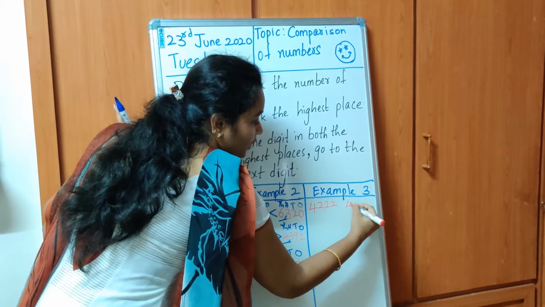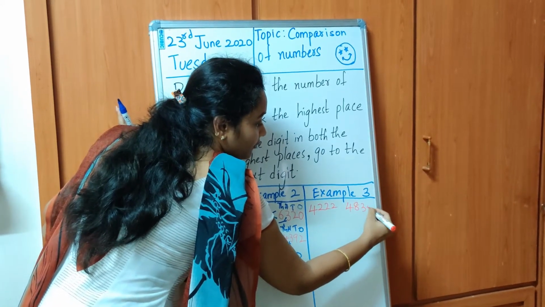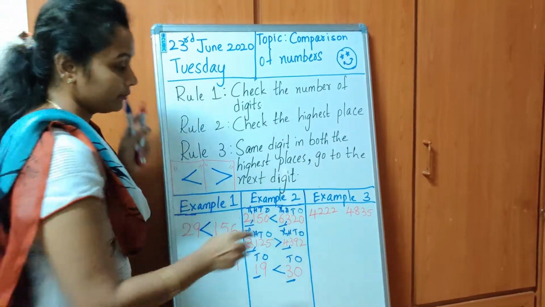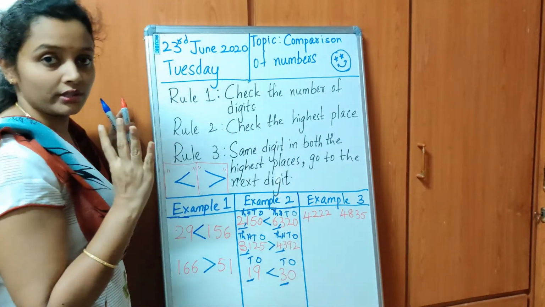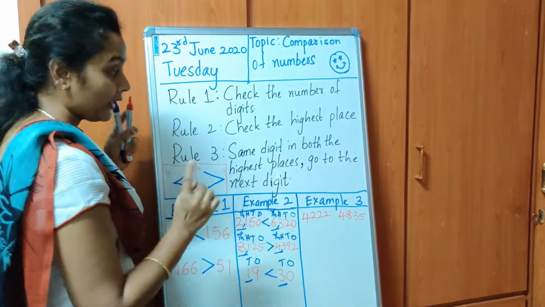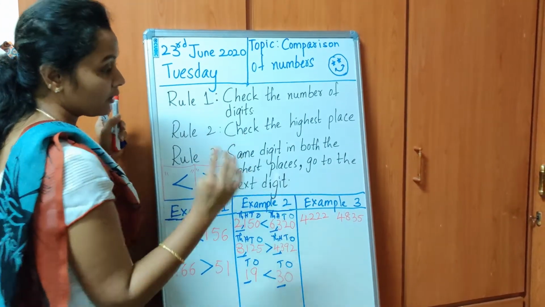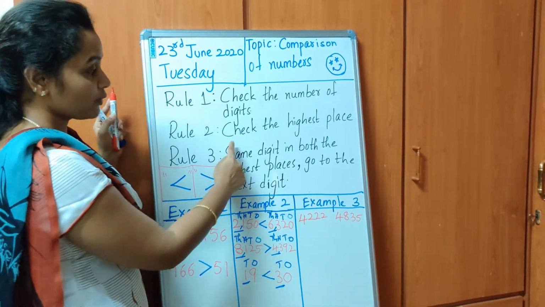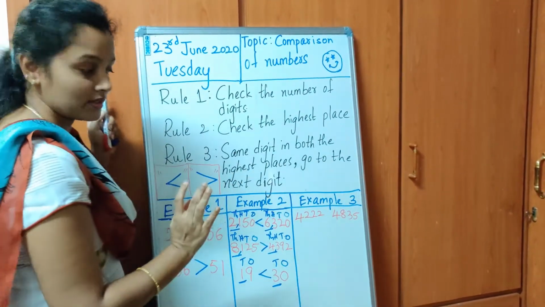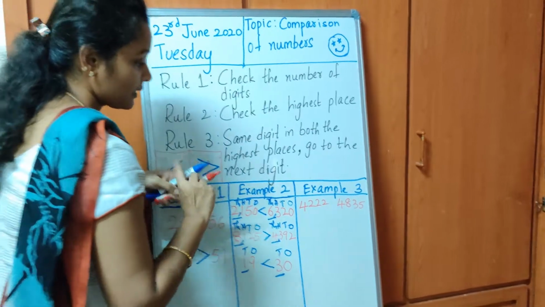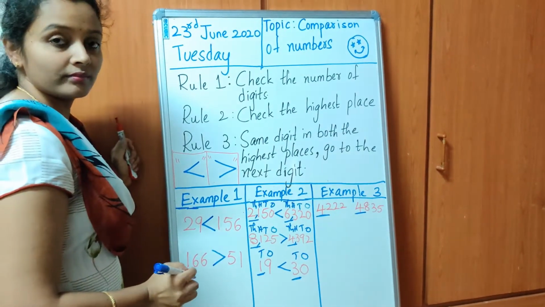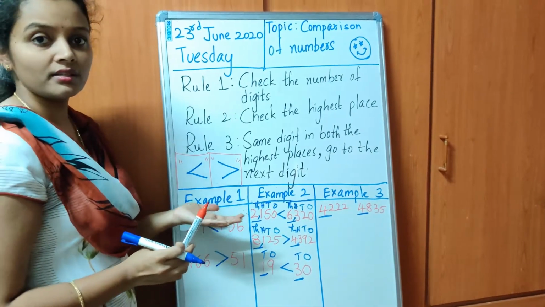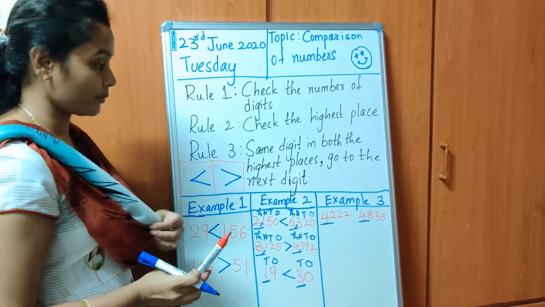4,222, 4,835. Now, here it is a 4-digit number. This is also a 4-digit number, right? And when there are an equal number of digits on both sides, what are we supposed to do? Check the highest place. This is the thousands place and this is the thousands place. But both the digits are the same in the thousands place.